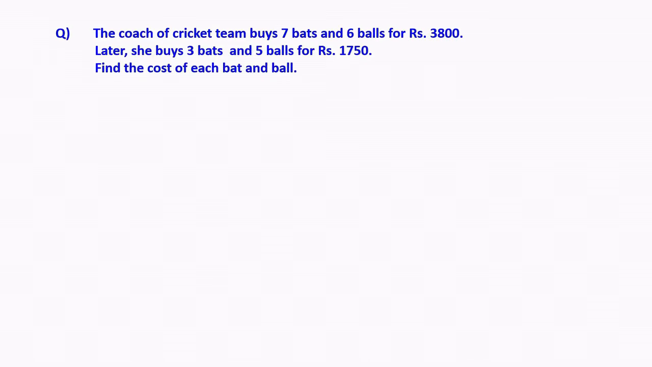Let's read the question. The coach of a cricket team buys 7 bats and 6 balls for Rs 3,800. Later, she buys 3 bats and 5 balls for Rs 1,750. We need to find the cost of each bat and each ball. Now, let's begin the solution.